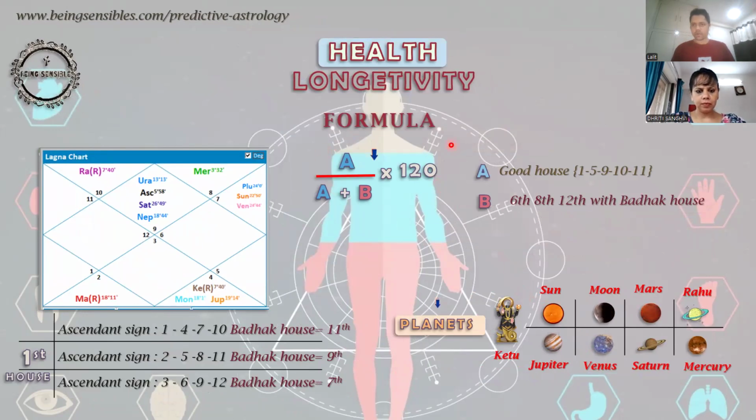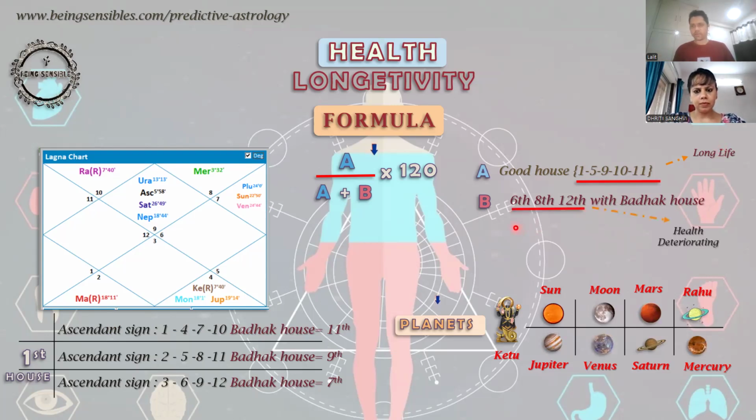This is the formula for calculating longevity. A, which I marked in blue, indicates good houses. B indicates bad houses, 6, 8, 12. What does it mean? When you find any planet carrying 1, 5, 9, 10 in any chart, if the majority of planets have 1, 5, 9, 10, the person has a long life. But if you find the majority of planets carrying 6, 8, 12, then health is deteriorating. It is not creating death, it is deteriorating the health.